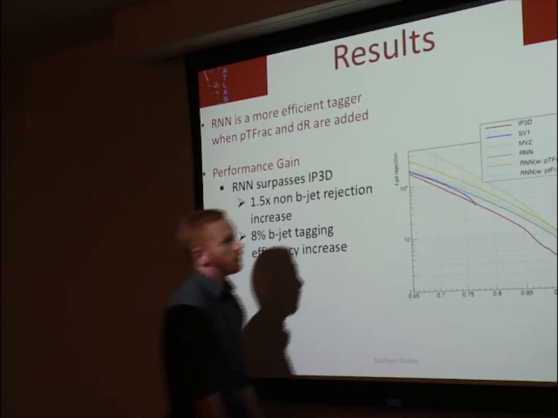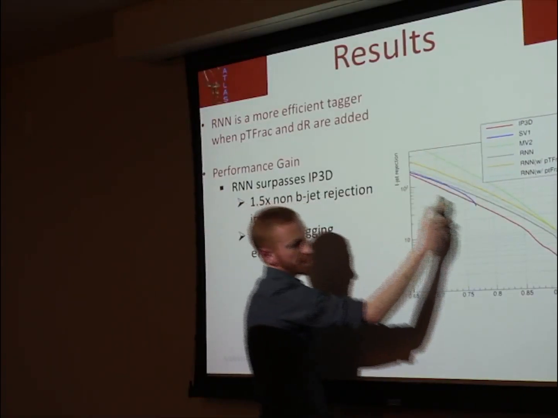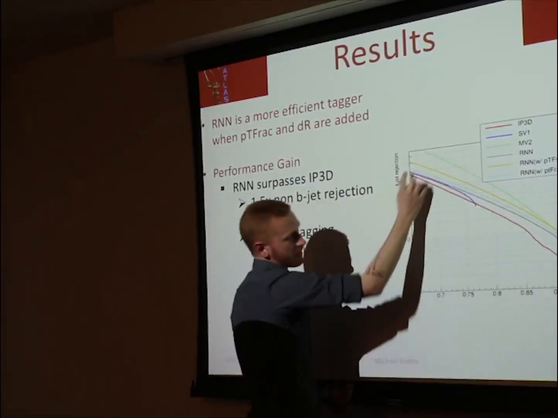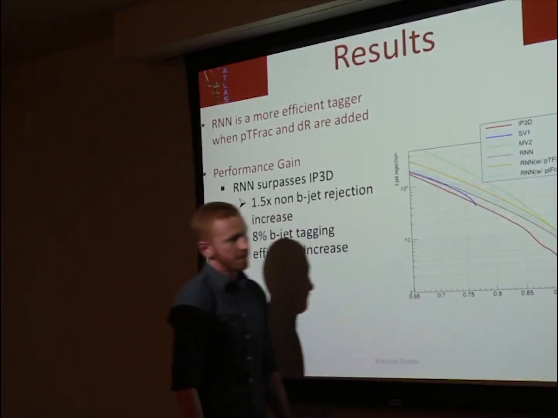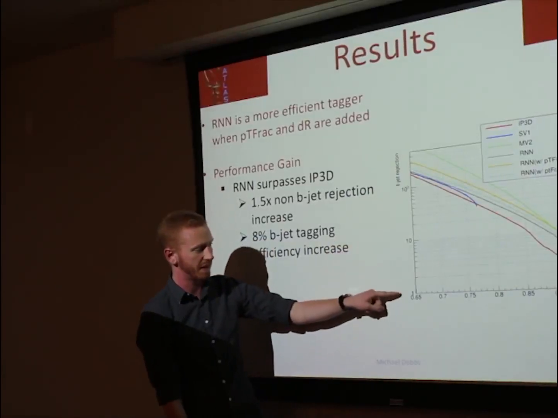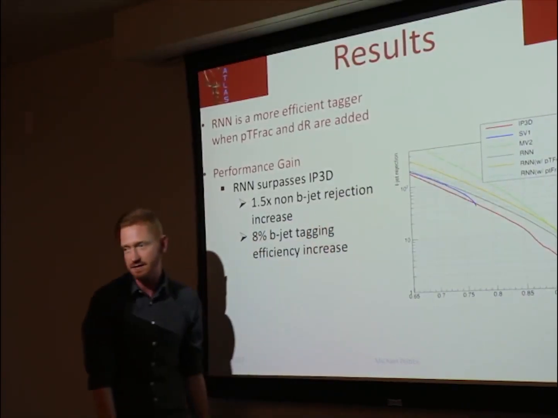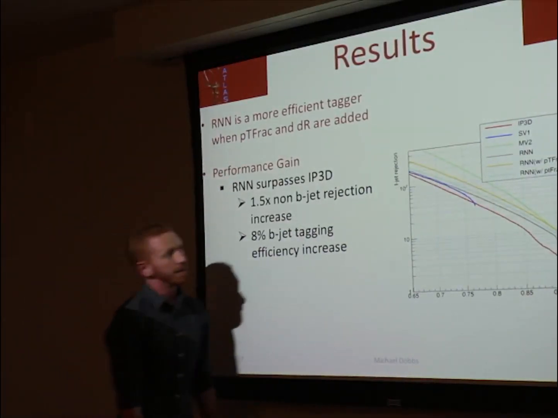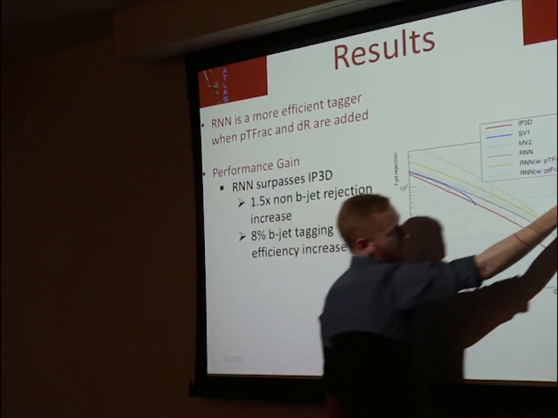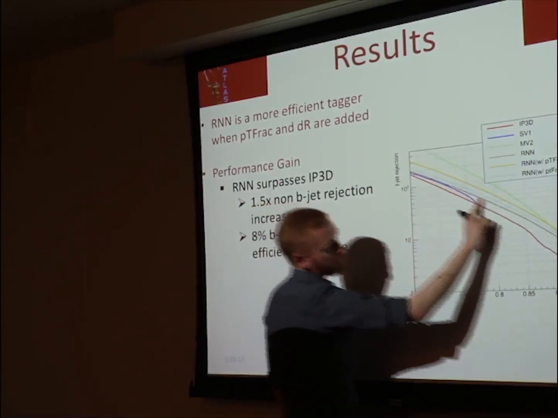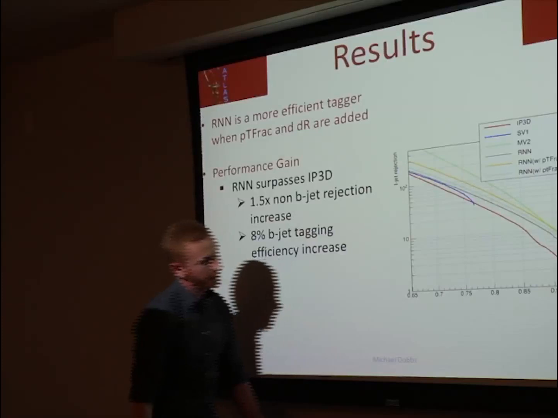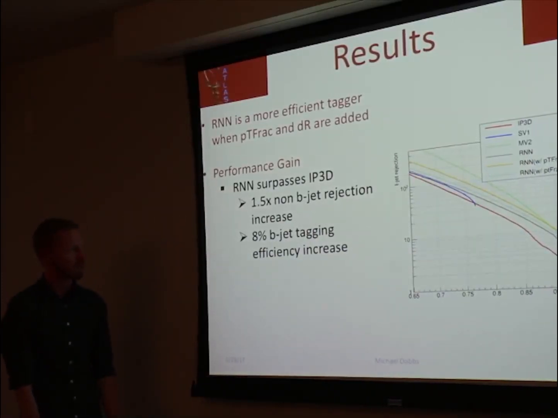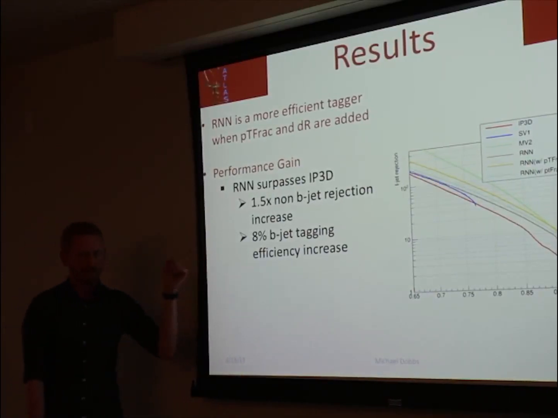So the previous algorithm was IP3D, which had this curve right here. The recurrent neural network prior to me coming is this brown line, so you can see there's a little sliver right here, and it's a logarithmic graph in the case that each of these lines is 10 times the last line, so it's not linear as it is, so it's a little more area than it looks like. And after me coming, and after the reweighting that we did, we get this blue line right here, which is above the brown line, and that accounts for about a 1.5 times non-B-jet rejection increase and about an 8% tagging efficiency increase.